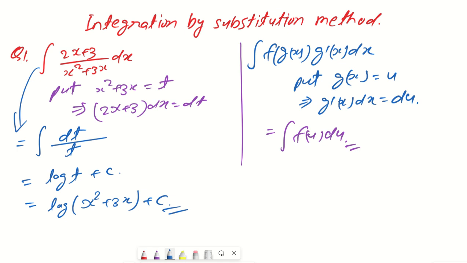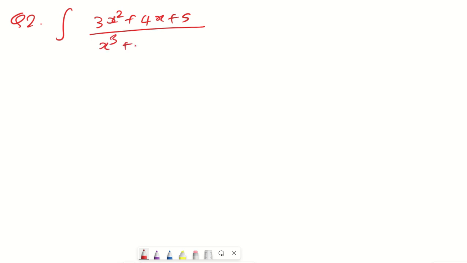Let us take another question. Question number 2 is, let us say, the integration of (3x square plus 4x plus 5) divided by, let us say we have the denominator x cube plus 2x square plus 5x, okay, dx. Or if you want, you can put one more constant, 5x plus 6 dx.